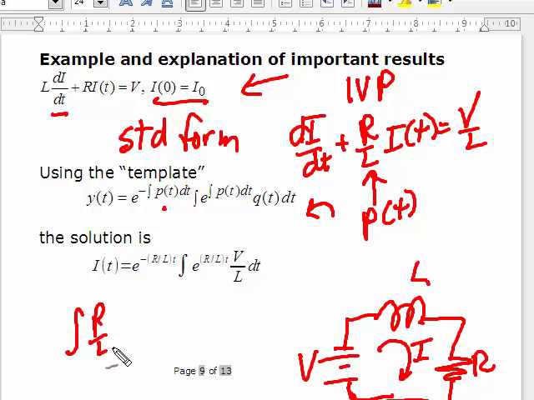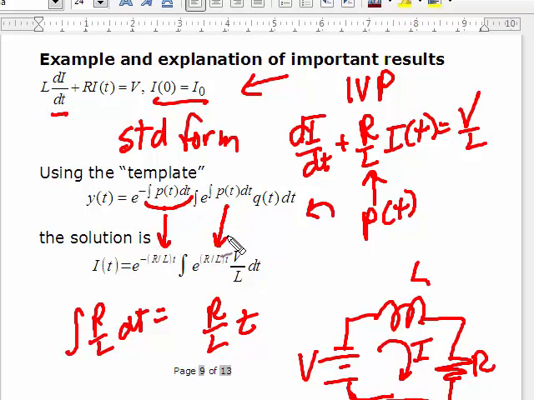Well, I carried it out already. What's the integral of R over L dt? R over L are constants, so that's just R over L times time. So all this becomes R over L times time, and I put that in here. Remember, there's a negative sign out here. It becomes R over L times time here. V over L is just a constant. That's the Q. And now this integral can be carried out easily.